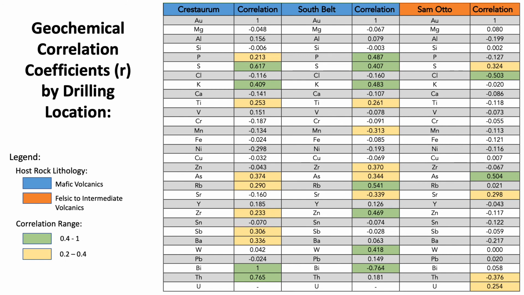Another geochemical correlation shared across all three areas is arsenic. There's a moderate correlation in Crestaurum and South Belt, and a strong correlation within Sam Otto. Outside of those two geochemical trends, most of the correlations vary depending on drilling location. Once again, this varying geochemical correlation might indicate that they are different generations or different sources of mineralizing fluid at play within the Yellowknife Greenstone Belt.